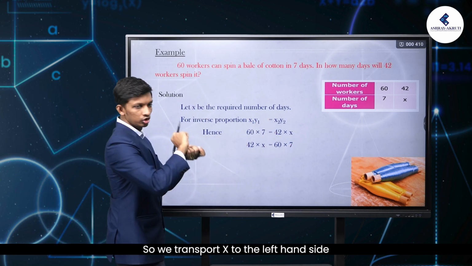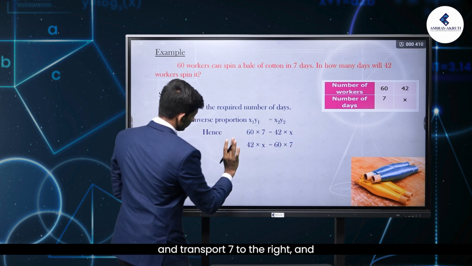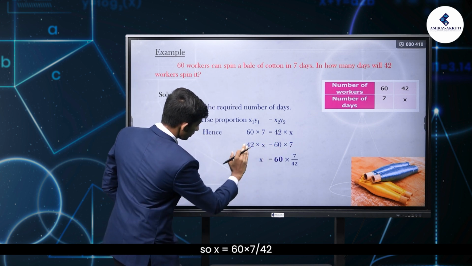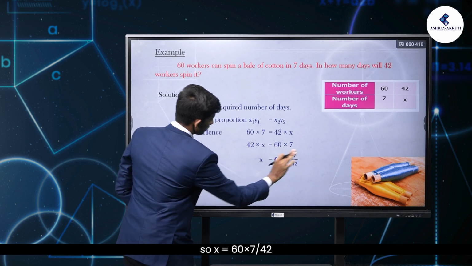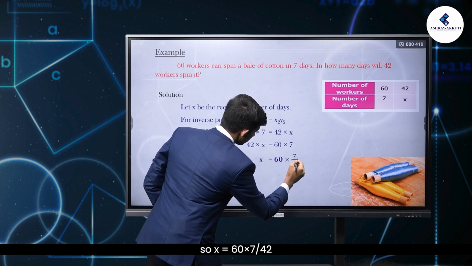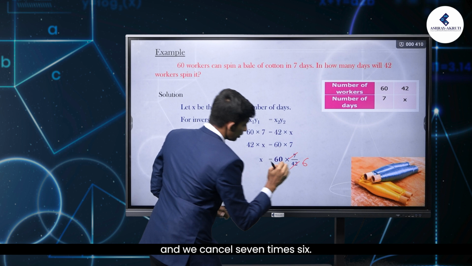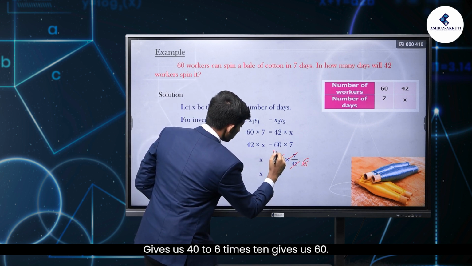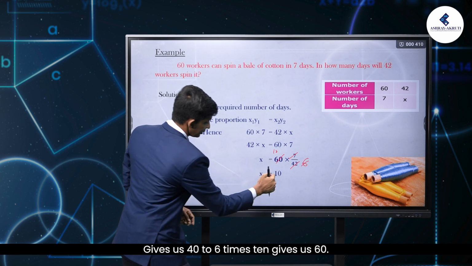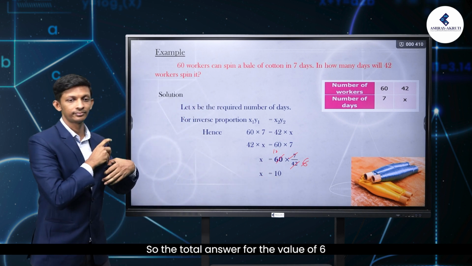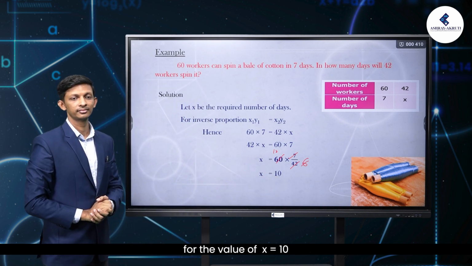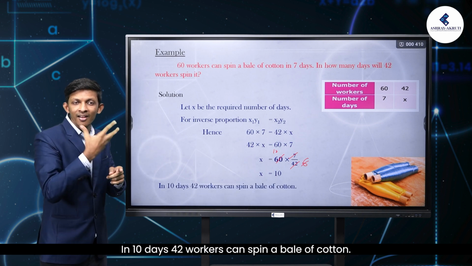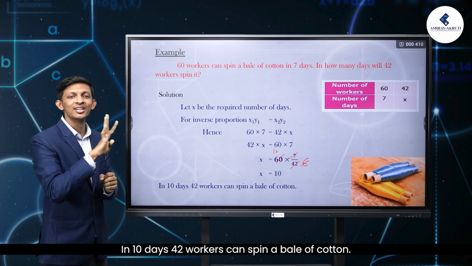So, we transport x to the left hand side and transport 7 to the right hand side. So, x is equal to 60 into 7 by 42, and we cancel. 7 times 6 gives us 42, 6 times 10 gives us 60. So, the value of x is equal to 10. In 10 days, 42 workers can spin a bale of cotton.